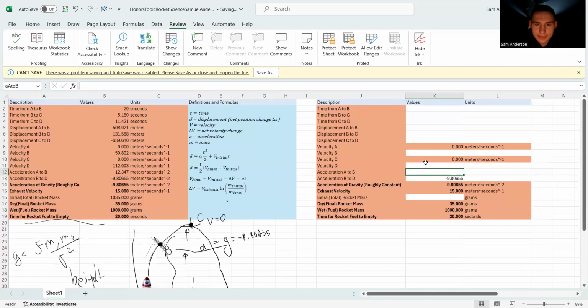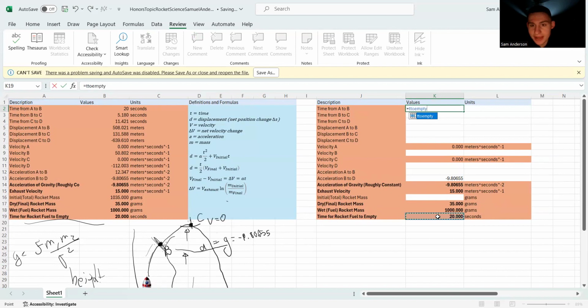The velocity A, we know. Let's see. What about the time from A to B? The time from A to B, I said, is when the rocket's actually lifting off, and it's exchanging that mass for velocity. So all the fuel goes down, the rocket goes up, and the net momentum is actually 0. That's how Tsiolkovsky's formula was derived. I did go through that in the other video. But anyway, the time from A to B is going to be 20 seconds, which we have. But I'm calling that time to empty.